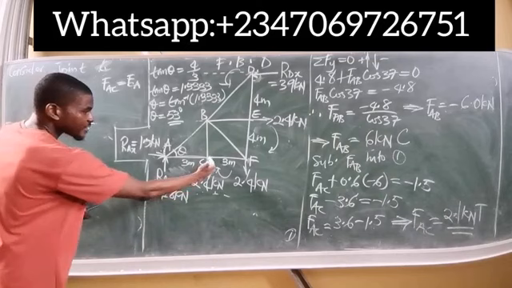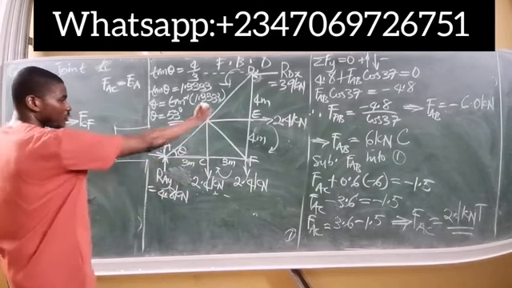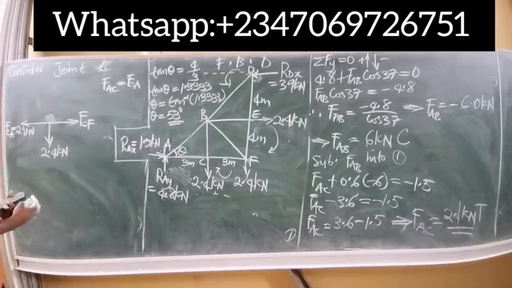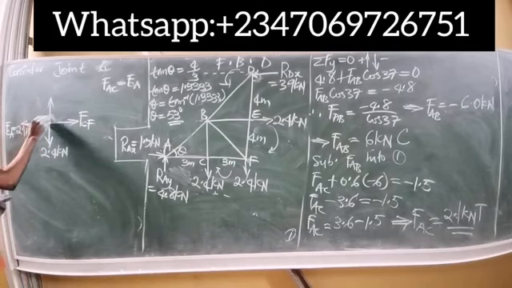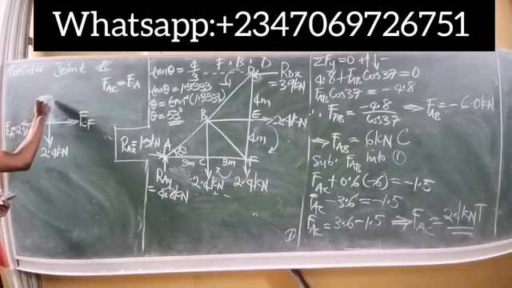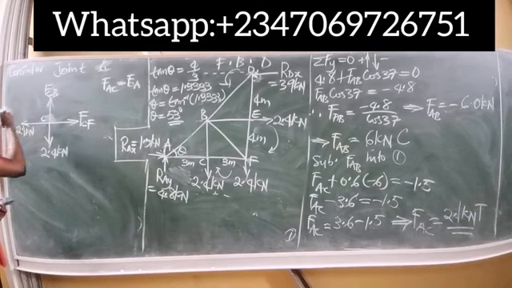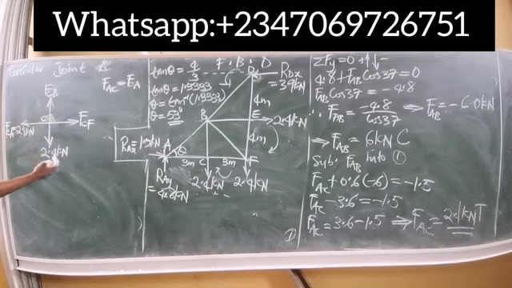Then we have member CB. Also, there's a force in this member. We don't know the direction, so I will also assume tension. Any direction you choose, you also obtain the accurate answer. This is joint C, so let's also assume that this force is pulling out. So this is the force at joint C relative to B. Notice now that we have just two unknowns here, FCB and FCF. With two unknowns, it becomes easier for us to solve.